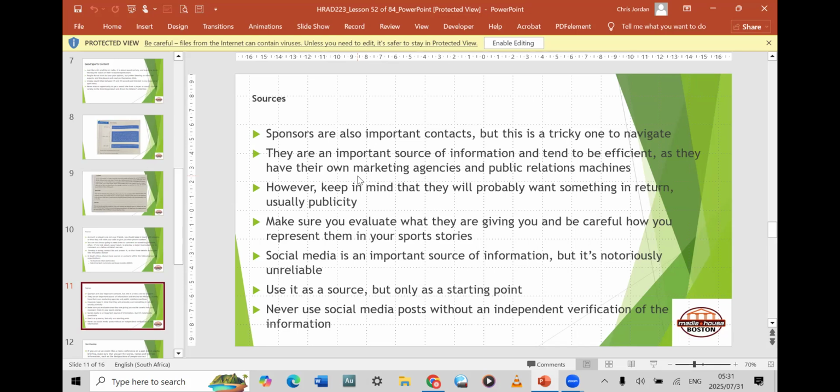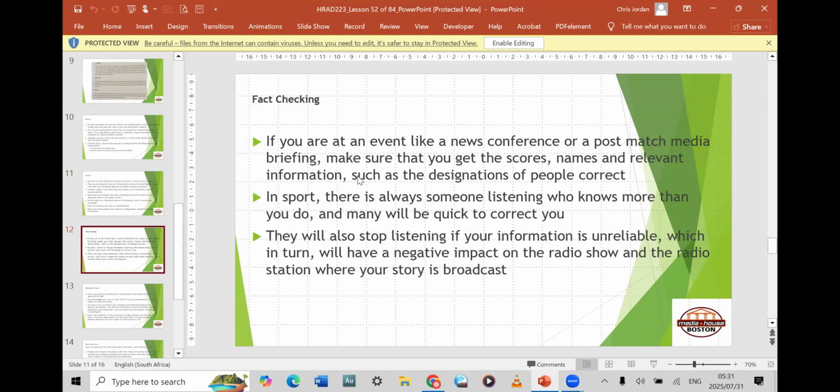Sidebar. Okay, use it as a source, but only as a starting point for sure. Absolutely. And also, that's something that we spoke about in class, when we spoke about citizen journalism, right? And how it does play a big part in being a lead for a possible story, right? Never use social media posts without an independent verification of that information, right? So fact checking is not only because it's the ethical thing to do, right?